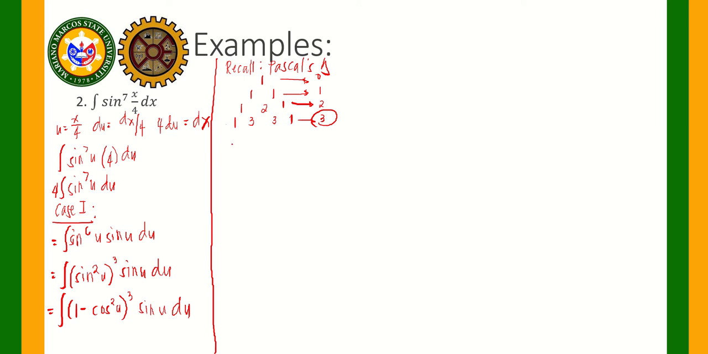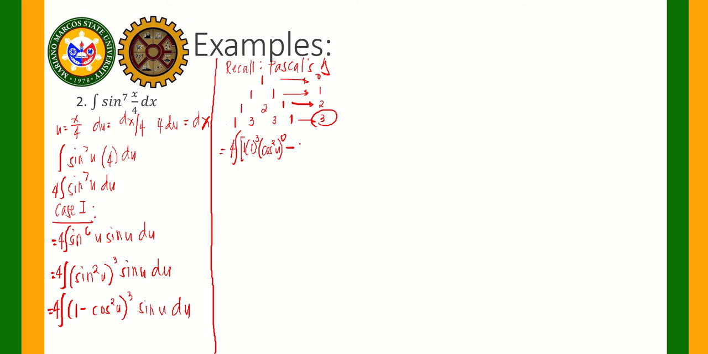I forgot the 4 here. Let's not forget that. So this will be equal to 4 times the integral of, let's expand this. This will be equal to 1, which is this one, times the first term raised to 3 times the second term raised to 0. And then minus, since our operation here is subtraction, the signs will be alternating: positive 1, negative 3, positive 3, negative 1.